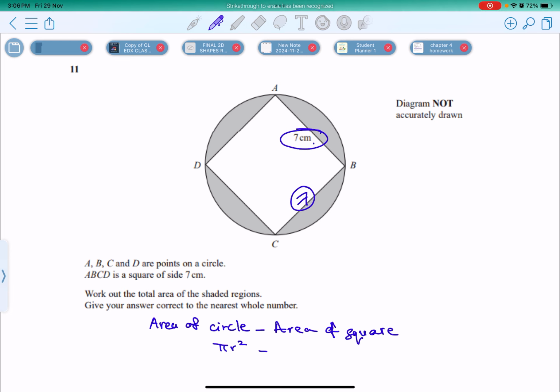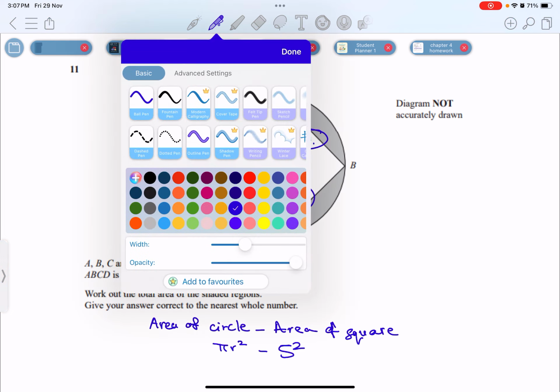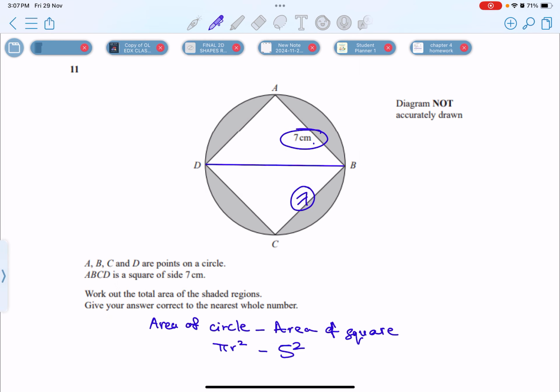How to get r? These are not radii, guys. These are chords. I need to get the radius, which is half of the diameter. So this is the radius. So again, I need to get the radius, so I'll draw this side to get the diameter. Then when I get the diameter, I'm going to divide it by 2 to get the radius. I'm going to label this side is 7, this side is 7 too.